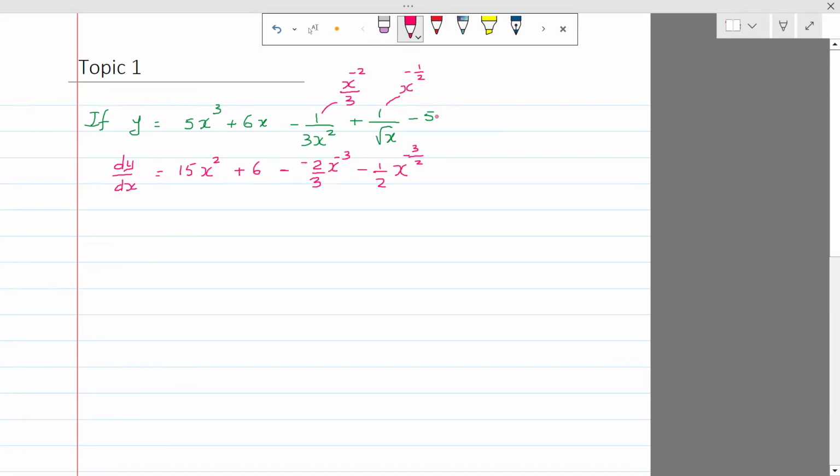And now minus 5, the derivative of a constant is 0, so I will leave it like this. And this will give me the final answer because minus minus, this one becomes plus. This becomes the final answer.